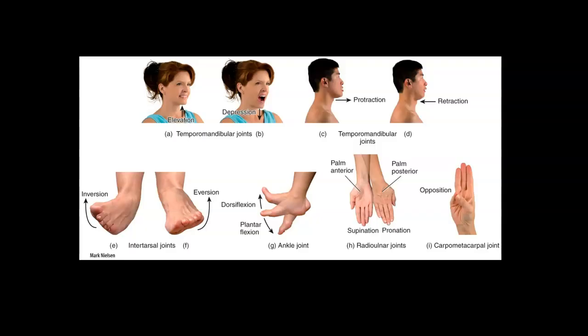Radioulnar joints can be used in what's called supination and pronation. Palm, which is facing up, is referred to as supination. Palm, which is facing down, is going to be referred to as pronation. And then you can use your carpometacarpal joints, got tongue-tied there, and that's where you use opposition, and you can reach and use your thumb to touch your little finger, your ring finger, your middle finger, and your pointer finger. So all of those would be opposition.